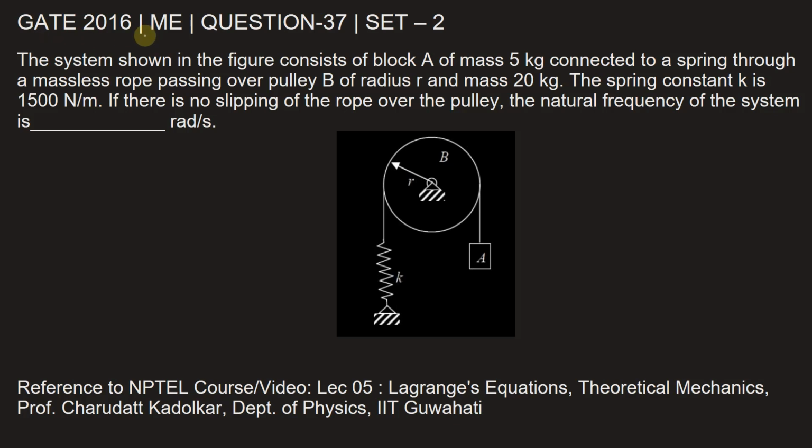This question is from GATE 2016, Mechanical Engineering paper set 2, question number 37. The system shown in the figure consists of a block A of mass 5 kg connected to a spring through a massless rope, passing over pulley B of radius R and mass 20 kg. The spring constant K is 1500 Newton per meter. If there is no slipping of the rope over the pulley, the natural frequency of the system is dash radians per second.